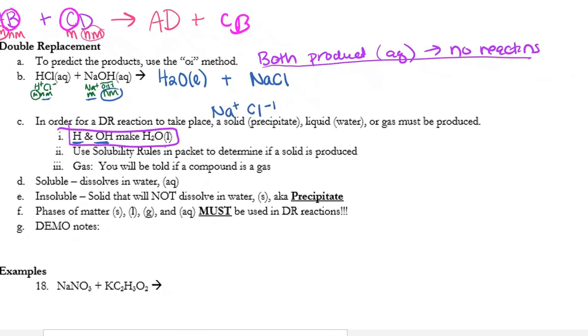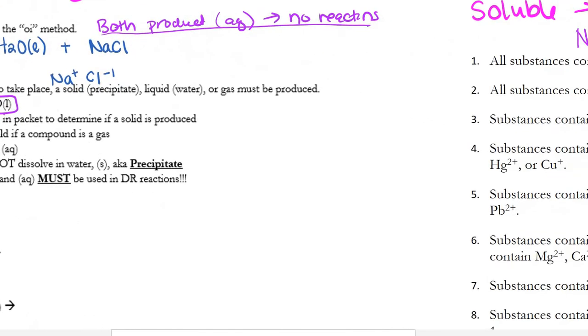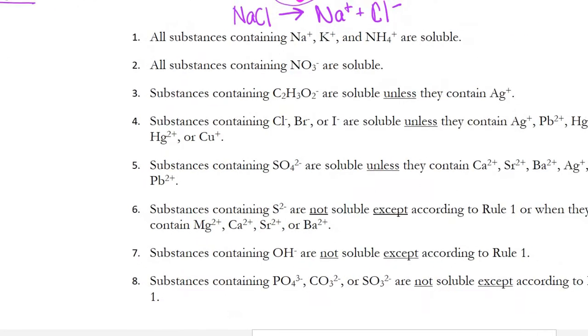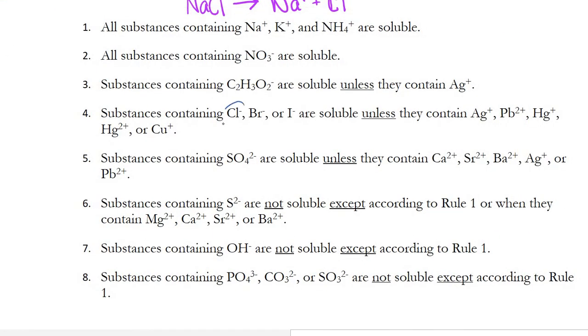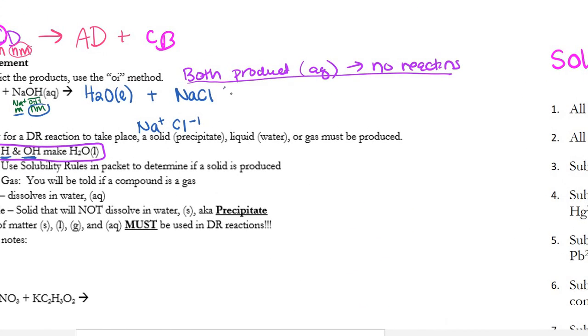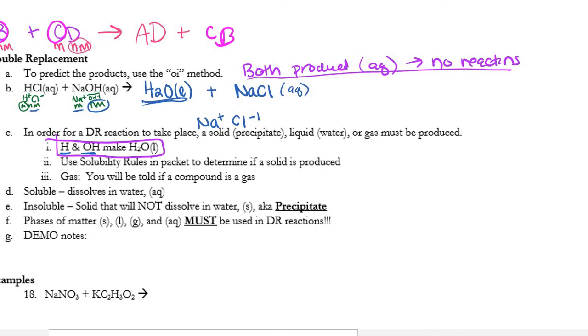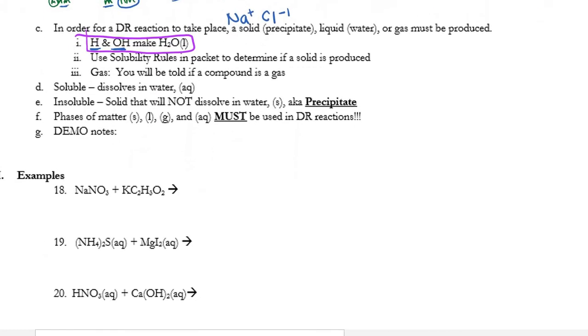Now I want to look at my solubility chart to figure out what state of matter NaCl is. I see that substances containing Cl are soluble unless they contain Ag, Pb, Hg, or Cu. Well, this one doesn't. It has Na, so it's soluble. Remember, soluble means aqueous, so this salt is going to dissolve in the water. But because we made a new state of matter, this reaction takes place. It's already balanced. So we'll go ahead and do a couple more.